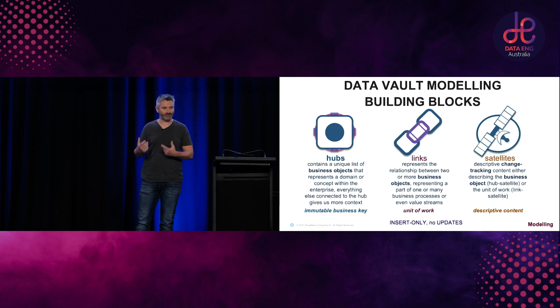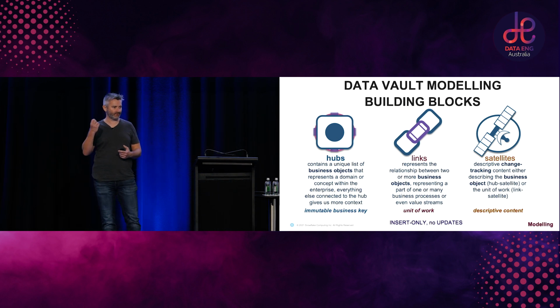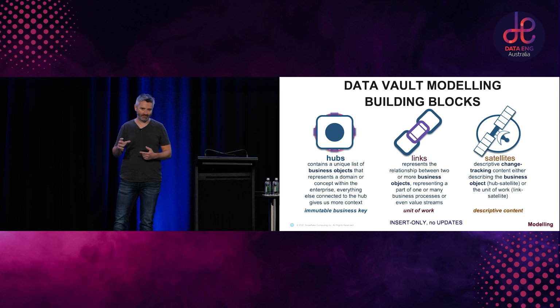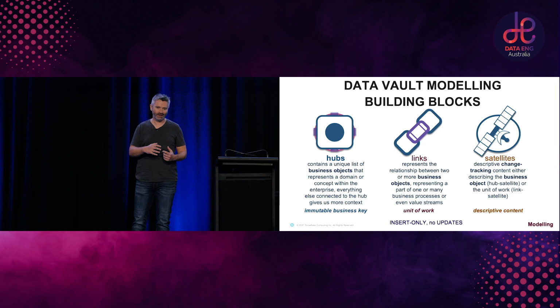So the building blocks, really easy, just 3 table types. We have hub tables, link tables, and satellite tables. And basically, a hub table is a unique list of business keys. A link table being a unique list of relationships between those business objects. And then the satellites look like SCD type 2 tables in a dimensional model, but basically they're tracking the change data against that business object or that relationship.